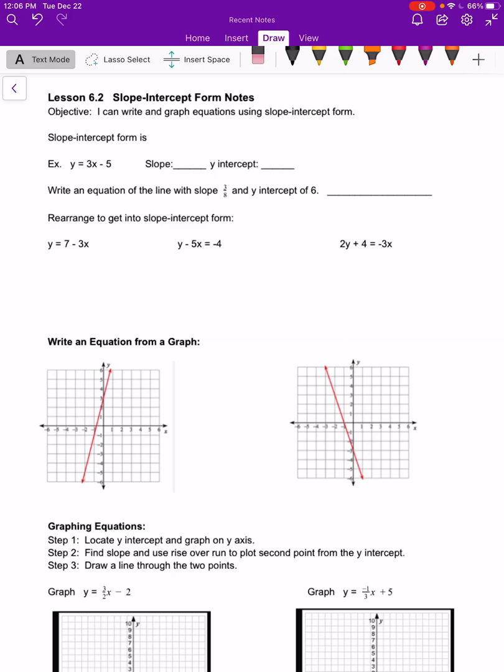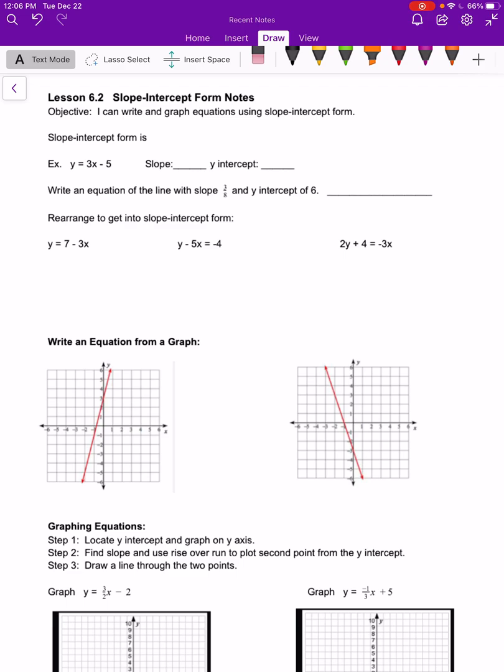So we are at lesson 6.2, Slope-Intercept Form notes. A copy of these notes is in the agenda if you want to print those off to use. It might make it a little less writing for you. And again, I highly recommend that you take notes as you watch the videos. You can stop the video to write things down, and so on and so forth.